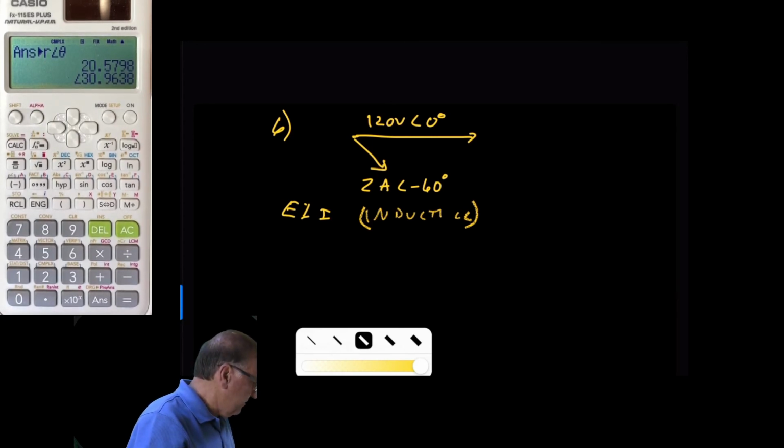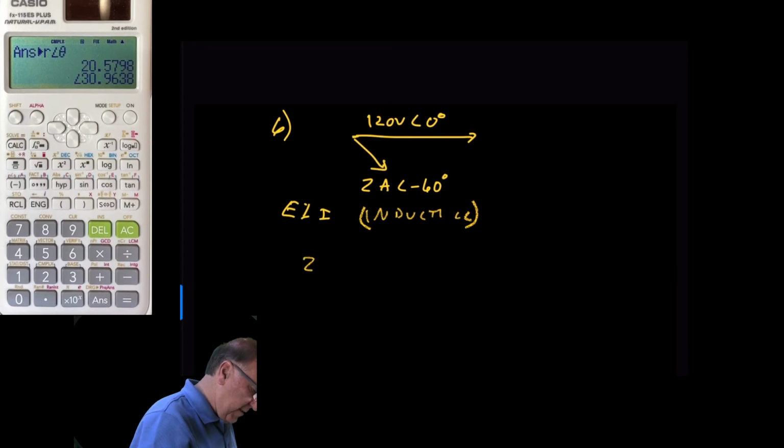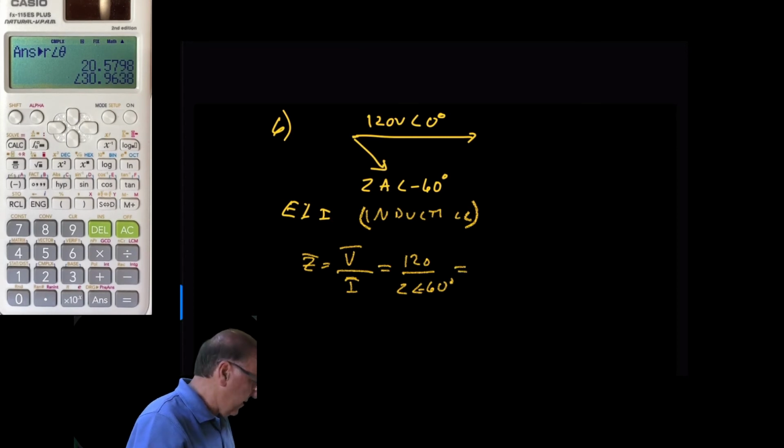The next part of the problem, they want to calculate the impedance. So the impedance is V over I, and that equals 120 over 2 at an angle of 60 degrees minus 60. And again, we can use our calculator to determine that. I'll let you do this one. It's 30 plus j5.2 ohms.